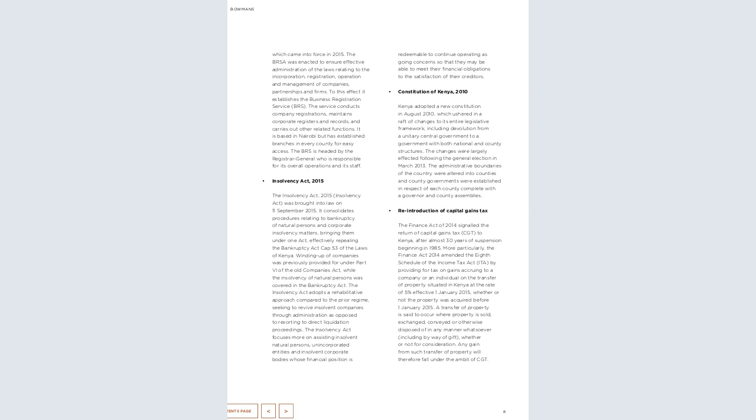Then we have the Constitution of Kenya, 2010. Kenya adopted the new constitution, and the introduction of the capital gains tax. The Finance Act of 2014 signaled the return of capital gains tax to Kenya after almost 30 years of suspension since 1985. More particularly, the Finance Act 2014 embedded the Eighth Schedule of the Income Tax Act, providing for tax on gains accruing to a company or an individual on the transfer of property situated in Kenya.